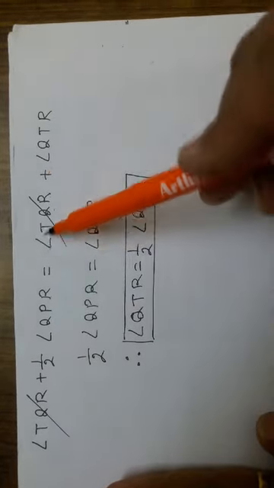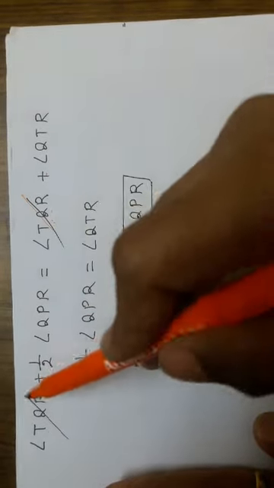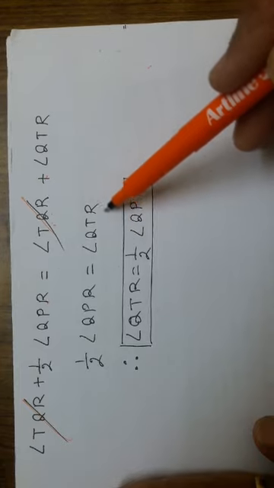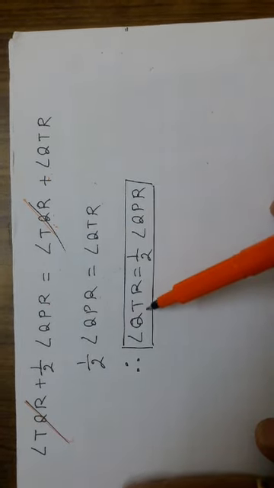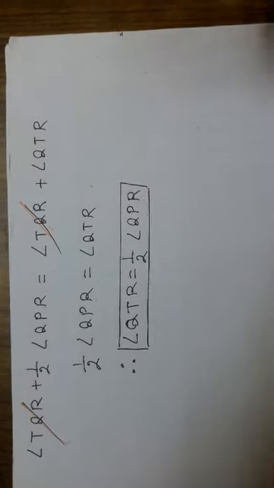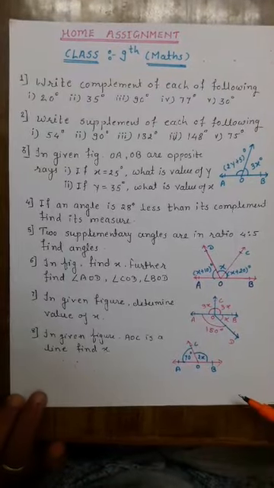On both sides angle TQR is there, that's why it is going to cancel. What is left? Half of angle QPR is equal to angle QTR. So we have proved that angle QTR is equal to half of angle QPR. Here we have completed lesson number 6.